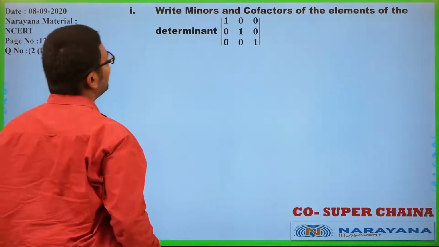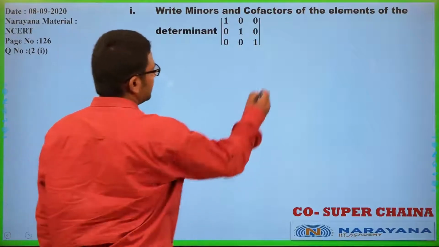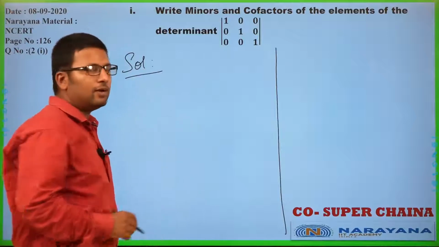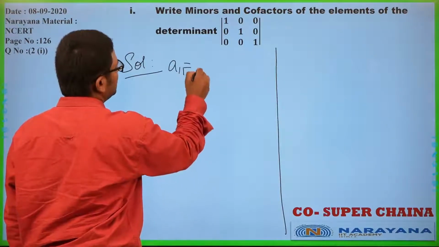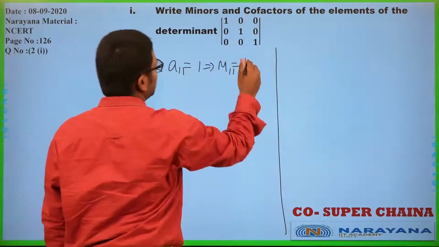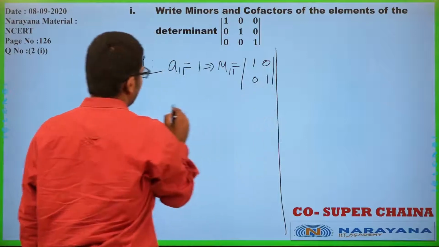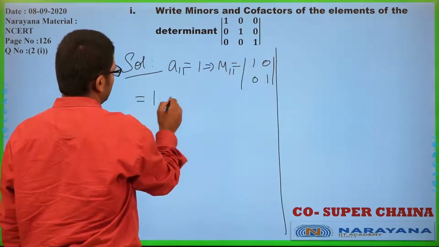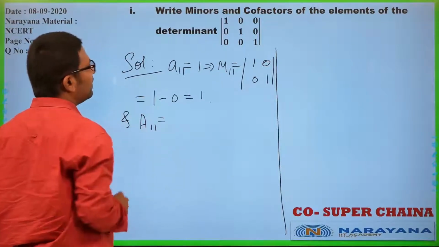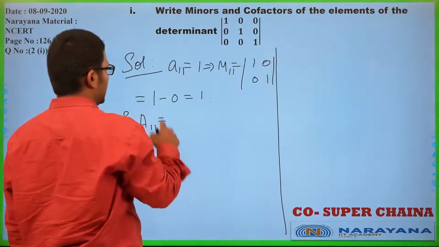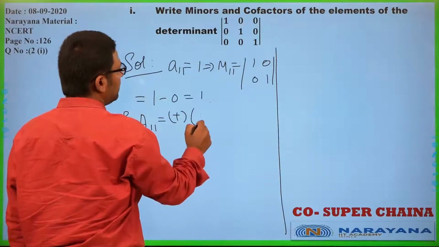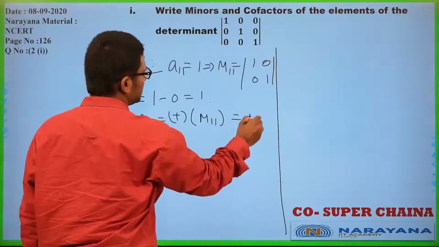Write the minors and cofactors of the elements in this determinant. Alright? Can we do this quickly now? A11 is 1. Therefore, M11 is this determinant. Leave this. So 1, 0, 0, 1, right? Which is clearly 1 minus 0 is equal to 1, right? And its cofactor A11 would be, at this position we have plus, right? Plus of M11, which is plus 1, right?